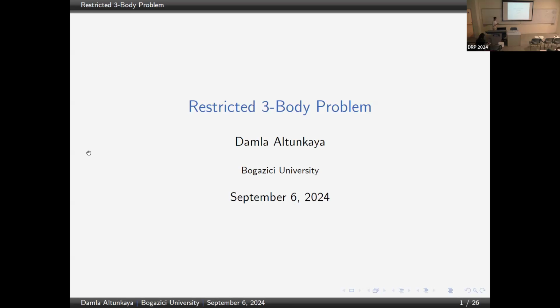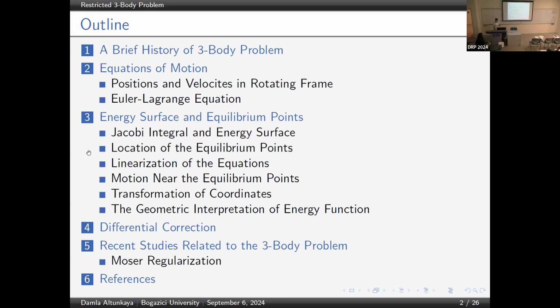Thank you for introducing me to this little group. Today we'll talk about the restricted three-body problem. The outline is as follows. First, I will talk about a little bit of history of the three-body problem, and then we're going to study the equations of motion of the three-body problem. Following that, we will give the energy surface and equilibrium points. And finally, differential correction will be studied and the recent studies will be given.